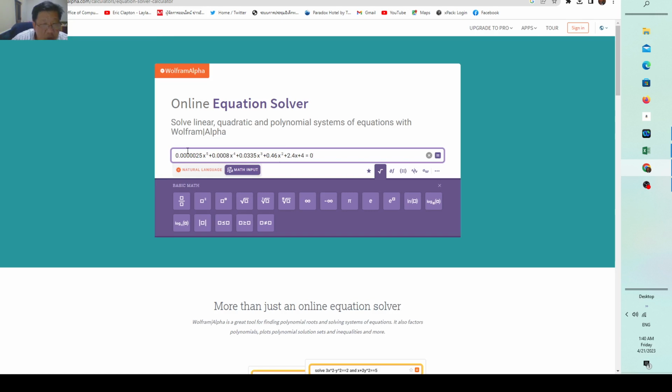So this is the polynomial of order 5, and you want to find the roots, all possible 5 roots, and I'm just going to press enter.